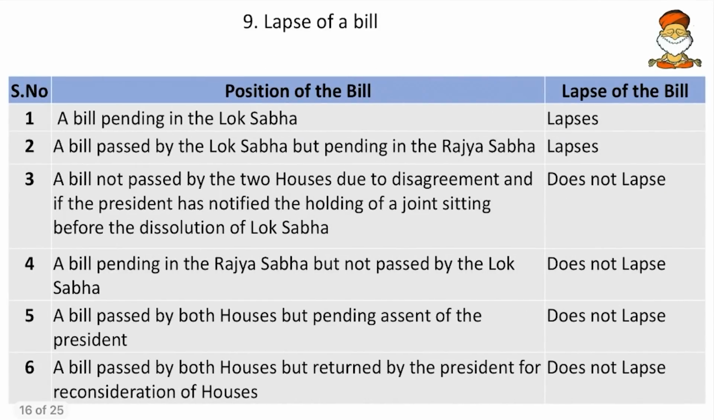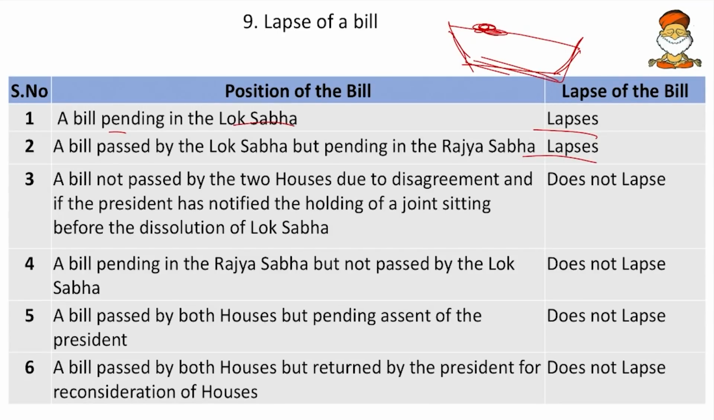And then we have the lapse of a bill. So how does a bill lapse? Say for example, a bill pending in Lok Sabha. So that will lapse. And then a bill passed by the Lok Sabha but pending in Rajya Sabha. So this also lapses. Here, you imagine this as a sinking boat. Lok Sabha is a sinking boat because after 5 years, this Lok Sabha will sink. So a new Lok Sabha will come. Whichever papers are present on this sinking ship will lapse. Say for example, a bill is pending in Lok Sabha. Obviously it is on this sinking ship, so it will sink.